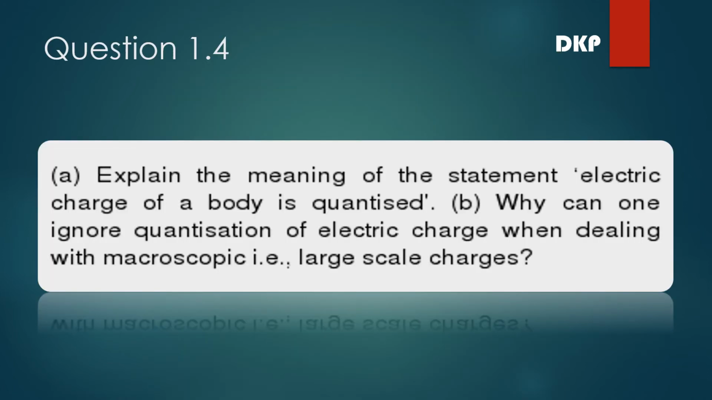Here is the fourth question. Explain the meaning of the statement electric charge of a body is quantized. Why can one ignore quantization of electric charge when dealing with macroscopic, that is large scale charges? First of all, let us see the solution of the A part, that is explain the meaning of the statement electric charge of a body is quantized.